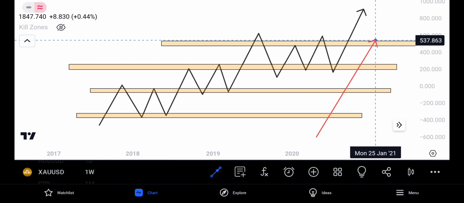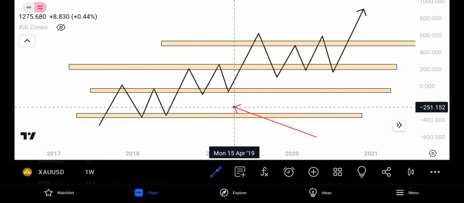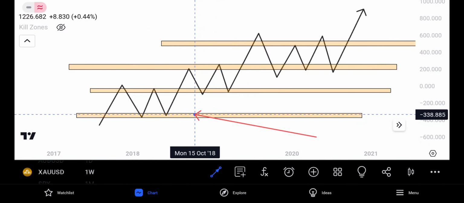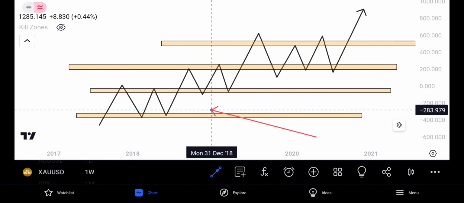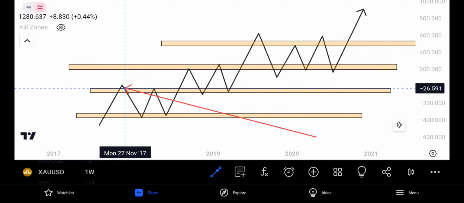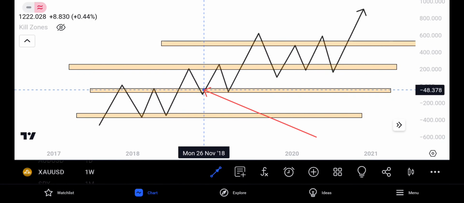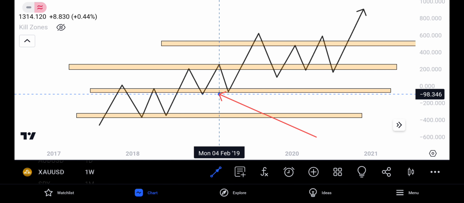You understand me? A premium support level is a level that has a minimum of at least 3 touches. You can see from here, 1 touch, 2 touch, 3 touch. So this is a premium support level, right? And that also goes with a premium resistance level, which you can also see from here, 1 touch, 2 touch, and as we broke above, you can see this is the 3rd touch. So this is a premium resistance level. So this is how you can literally know a premium support level and a premium resistance level.